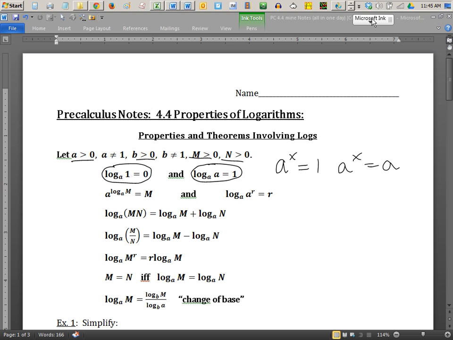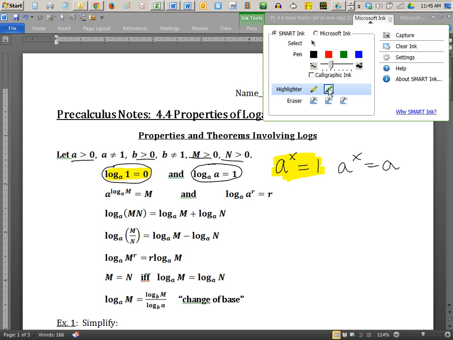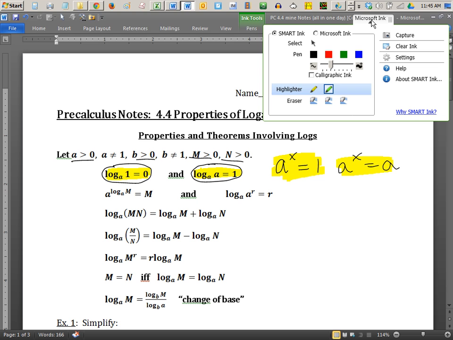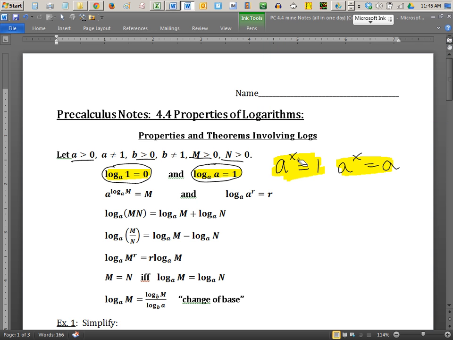Let's see if my little highlighter works. So that one goes with that. See? And then the other one, can I change my color? Yes, green. Oh, it's still yellow. I don't know, that didn't work. Okay, so anyway, there you have it. Does the eraser work? Barely.